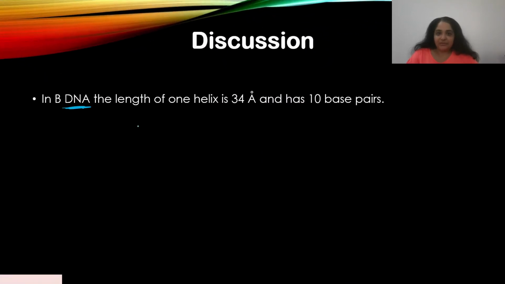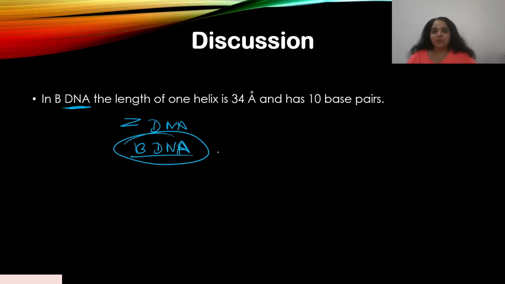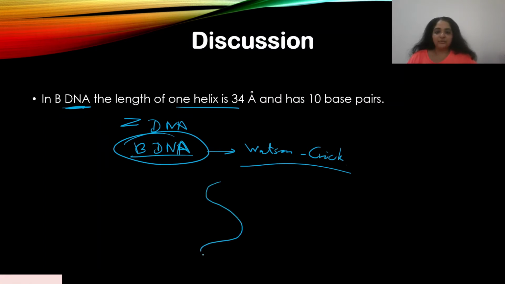Now there's zDNA and there's bDNA, which is present in most living systems. So what we study is the structure of bDNA. The Watson-Crick model that we study, which you will probably study in genetics, is actually bDNA. And the length of one helix, that means one curve, like if you have a double-stranded DNA, one curve, or one helix, like they say.